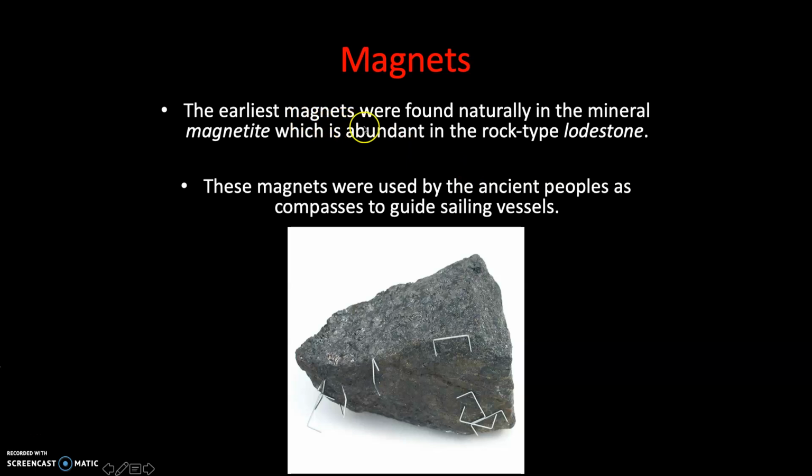The earliest magnets were found naturally in the mineral magnetite, which is abundant in the rock type lodestone. So you might have heard of the word lodestone before. These magnets, lodestones, were used by ancient peoples as compasses to guide sailing vessels.